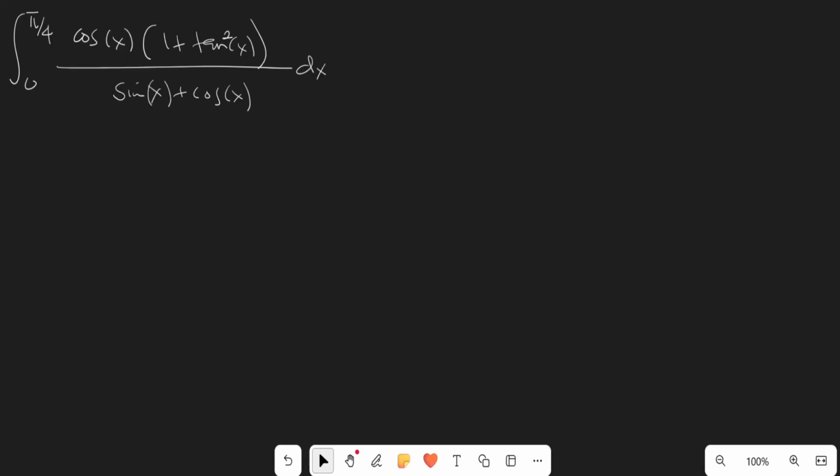In this tutorial we are going to look at this integral from 0 to pi over 4 of cosine of x times 1 plus tan square of x divided by sine x plus cosine of x dx.